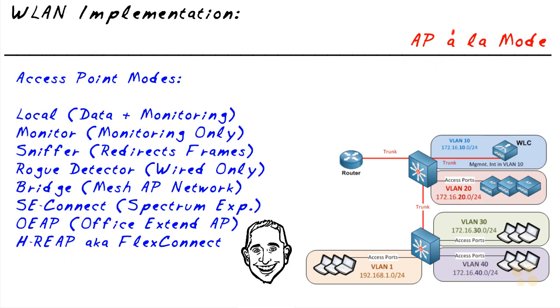So in this nugget, we've identified several different modes that we can put an access point into based on the function and features we want to get from that access point.